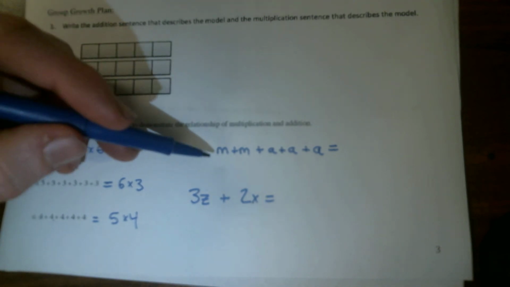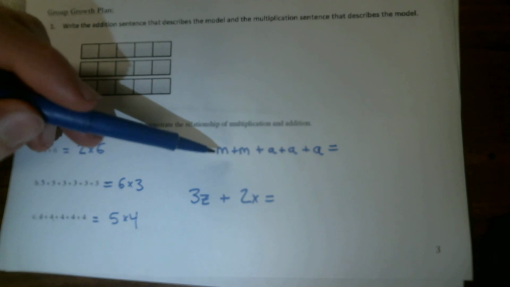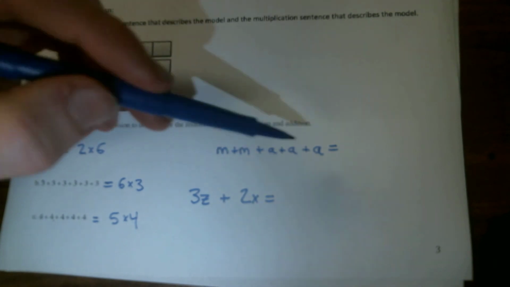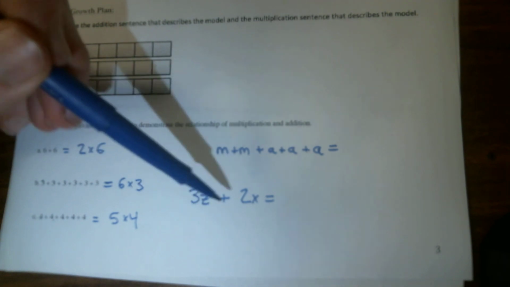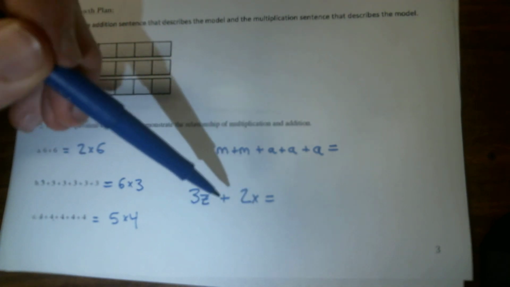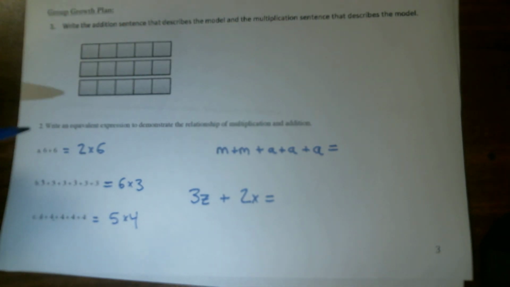All right, so here's 2 more examples for you. Both of them involve variables. This one, we already see addition. I want you to shorten it using multiplication. This one, this means 3 times z. This means 2 times x. I want you to expand it. So try those 2, pause it, come back and see how you did.